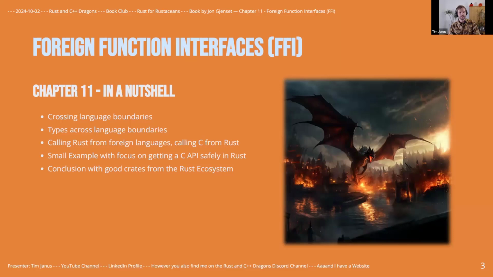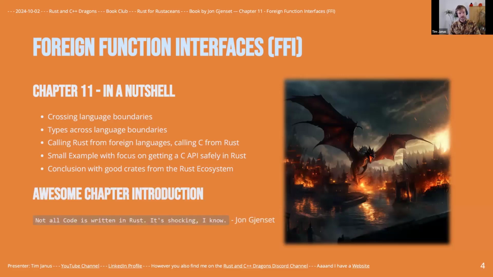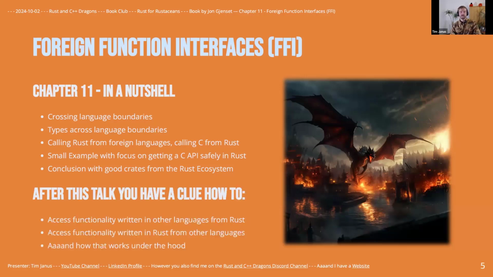Otherwise, there are good automatic tools, and I will also give a hint which tools you can use for what purpose. Okay, so I love this introduction. All code is written in Rust. It's shocking, I know. I also feel this way a lot. And yeah, as I said, after the talk, you should have an understanding of how FFI works, why it works, what the challenges are, and what you can do with this.